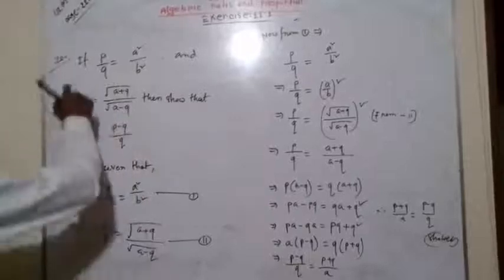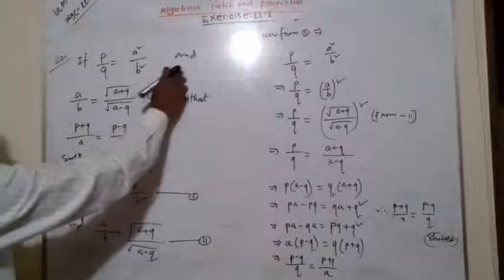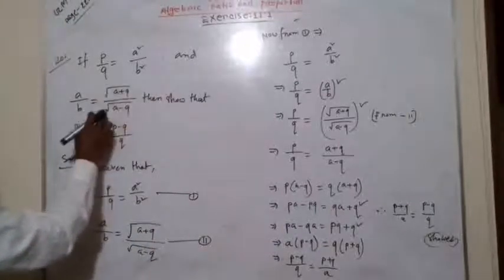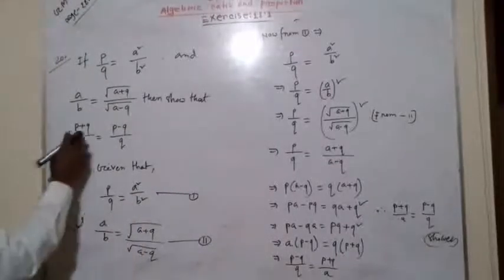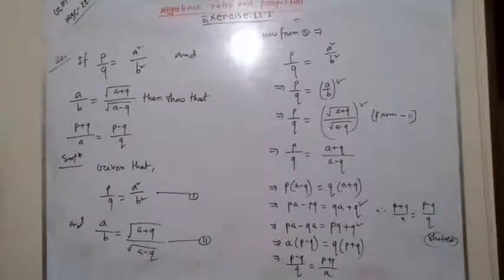Here the problem number 20. If p/q = a²/b² and a/b = √(a + q)/√(a - q), then show that (p + q)/a = (p - q)/q.